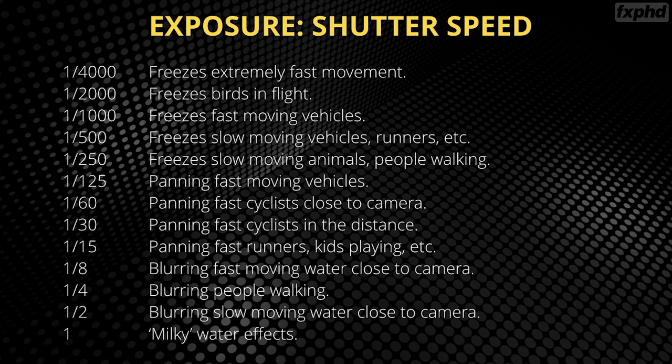If you drop down to something like, say, panning the camera with a cyclist going past or a fast-moving vehicle, then a 125th of a second will get you a nice, crisp image.